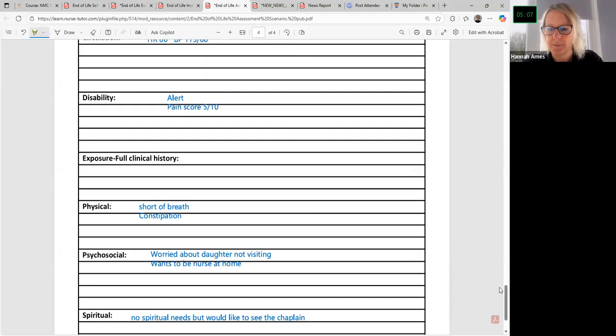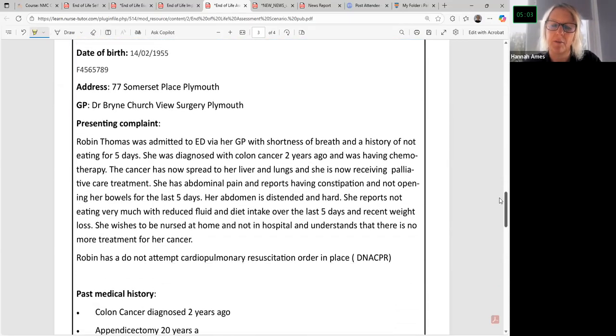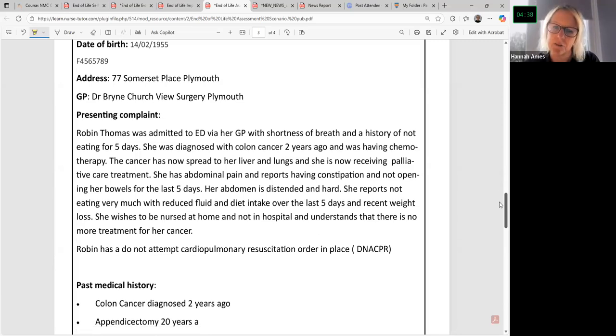So Robin was admitted 2 days ago. She presented to the emergency department via her GP with shortness of breath and a history of not eating. Like I said, she's had colon cancer for 2 years, and the cancer has now spread to her liver and lungs. She's receiving palliative care treatment. She had abdominal pain and severe constipation. She was also short of breath. Robin has a do not attempt CPR order in place, so she's not for resuscitation. Please make sure that is noted down in your notes.